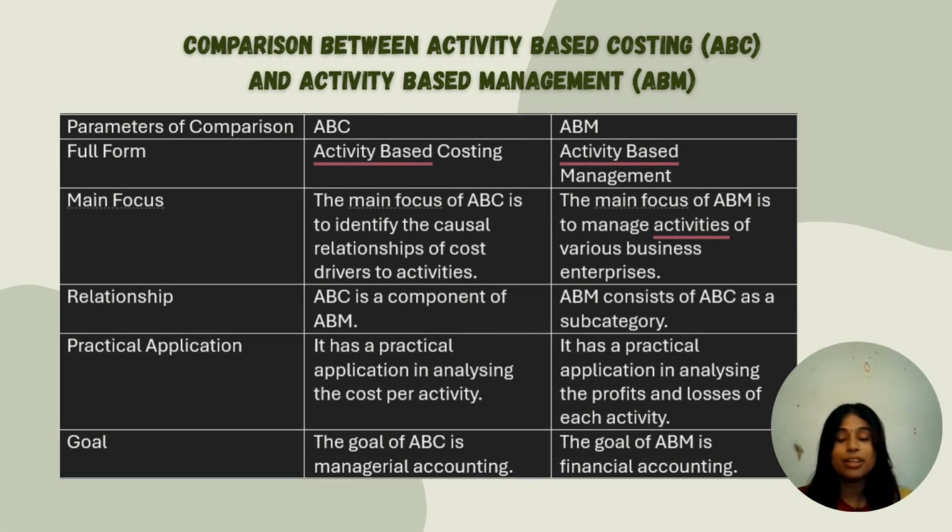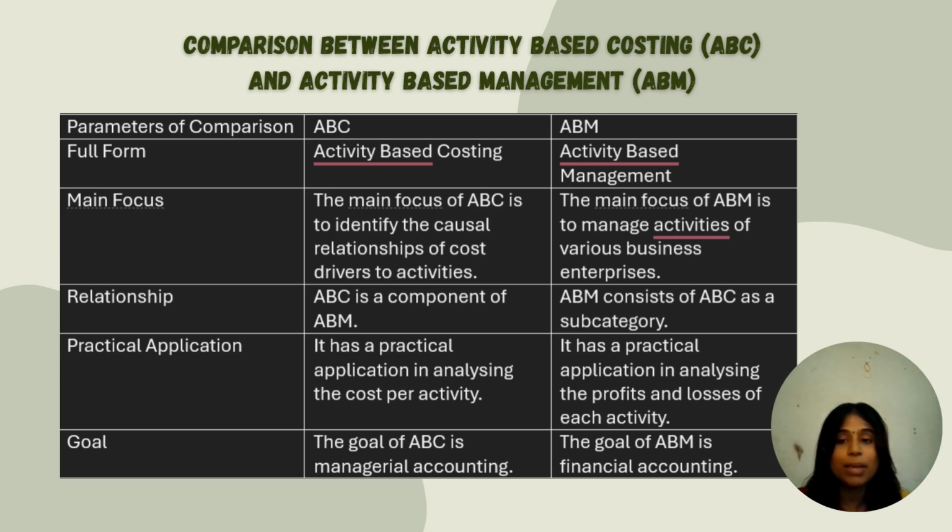So now let's break down the comparison between ABC and ABM with a few components. The full form of ABC is activity-based costing, while the full form of ABM is activity-based management. ABC focuses on identifying the causal relationship of cost drivers to activities. The main focus of ABM is to manage activities of various business enterprises.